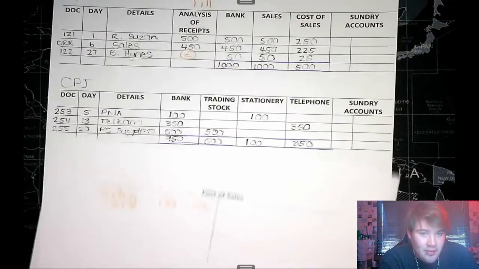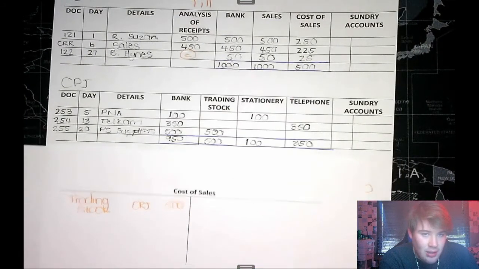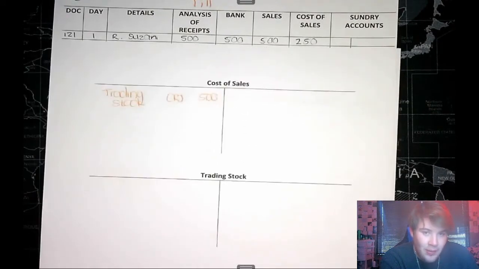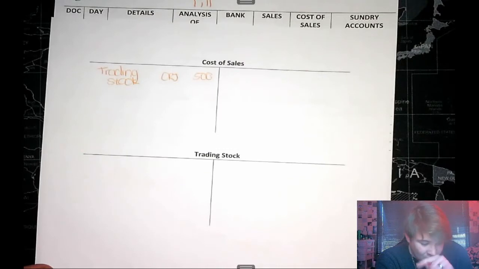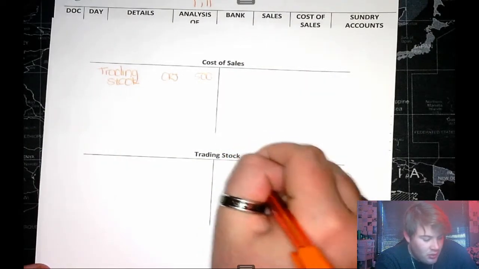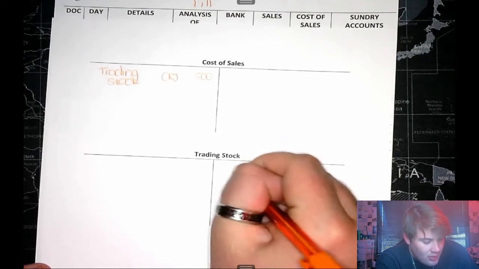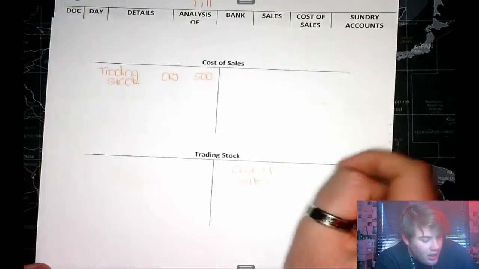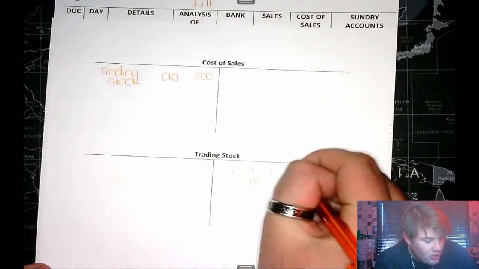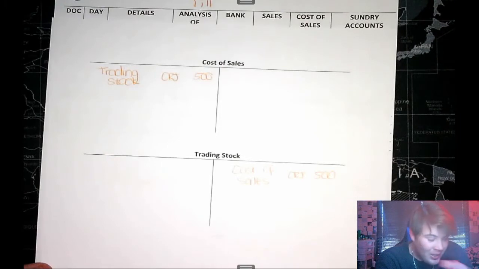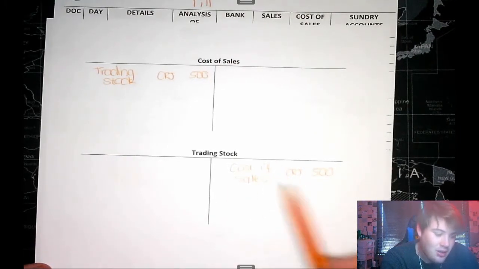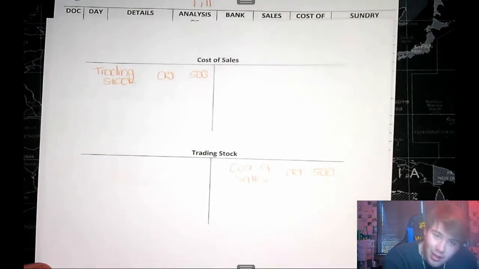Cost of sales is not involved in CPJ because no sales take place in CPJ. We don't sell in CPJ. And of course, our contra account would be trading stock. So in trading stock, we'd have cost of sales, and that would be 500 Rand. It also came from our CRJ. The reason why it's on the credit side is because it's decreasing our stock. So it's decreasing the value of stock we have left in our business.